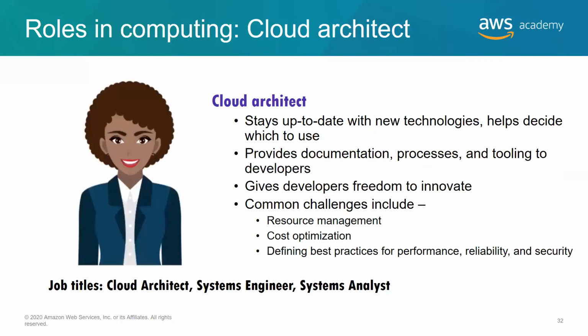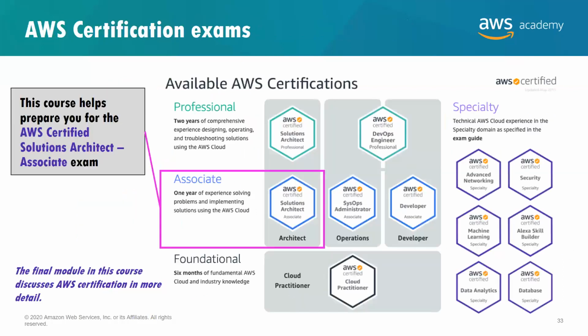Now next one is cloud architect. They stay up to date with new technology and help decide which to use. So many tools are here, out of which the architect will decide which tool to use, and will provide the documentation, process and tooling to developers, giving developers freedom to innovate. The common challenges here are resource management, cost optimization, and defining the best practices for performance, reliability, and security. For this, we have cloud architect, system engineer, system analyst. So likewise, we have different roles in AWS.